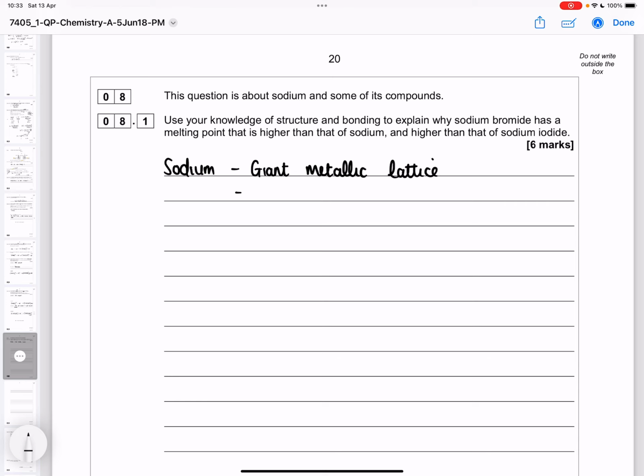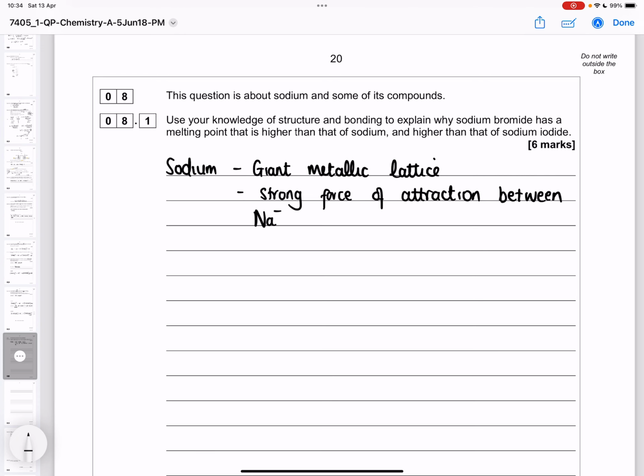And its bonding would therefore be the strong forces of attraction between, because it's a metal, positive sodium ions and delocalized electrons. So those are strong forces of attraction. So that's the structure and bonding in sodium.